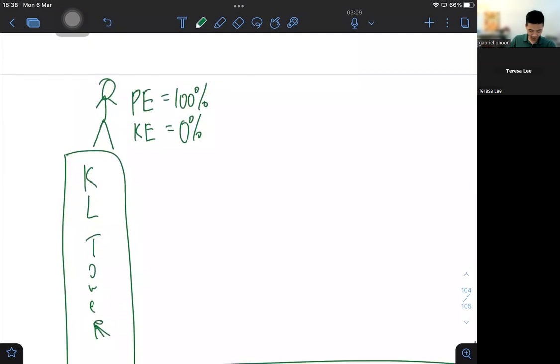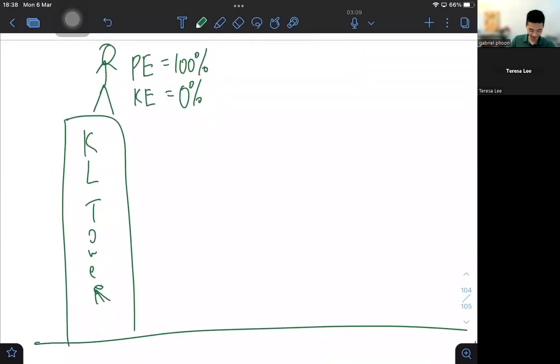But as soon as I take the leap of faith, I'm going to start flying without wings, essentially, right? And when I start to fly without wings, obviously at this point my kinetic energy won't be 0 anymore, right? How much do you think my kinetic energy will be? Yeah, it will be half long.